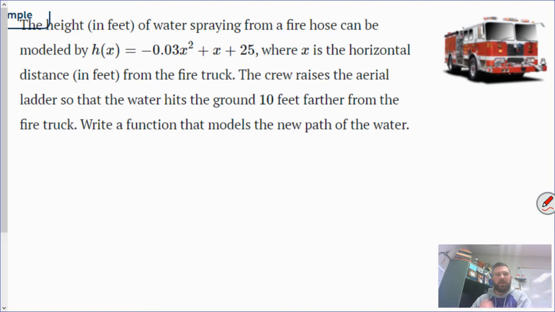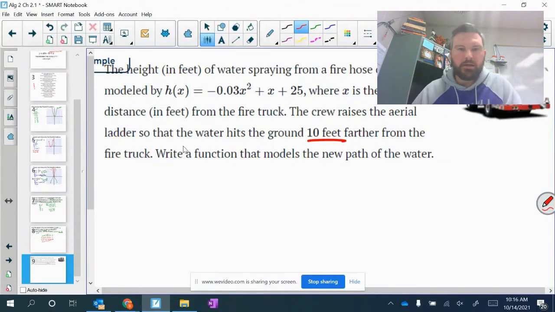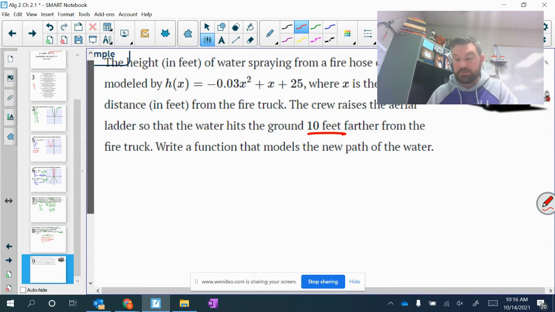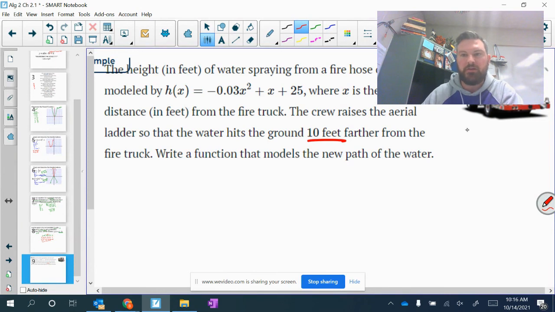Okay. So we have this function, and it tells me the crew raises the aerial ladder so that the water hits the ground 10 feet further from the fire truck. So we want this water to hit the ground 10 feet further from the fire truck. So the first thing I have to do is understand that we're shifting this ladder up so many feet. So I got to figure out how far up I need to shift this equation right here. In order to do that, I have to figure out where the water is hitting the ground right now.